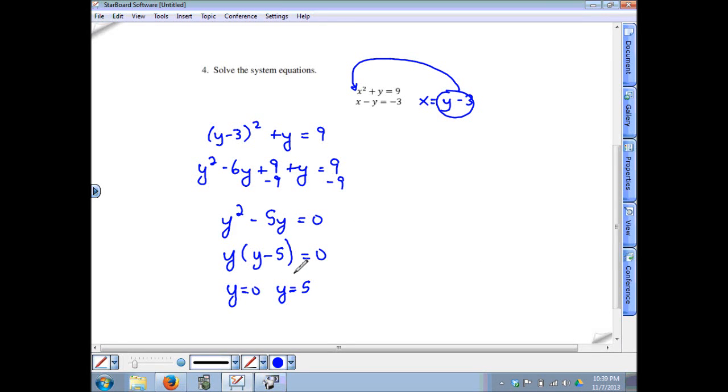Now these are two distinct y values, which means there's going to be two x values paired up with these y values. So to find the value of x, we place the values of y in here. So if y is equal to 0, then 0 minus 3 is negative 3, so x equals negative 3. If y is equal to 5, then 5 minus 3 is 2, so x equals 2. So two solutions are negative 3 comma 0 or 2 comma 5.